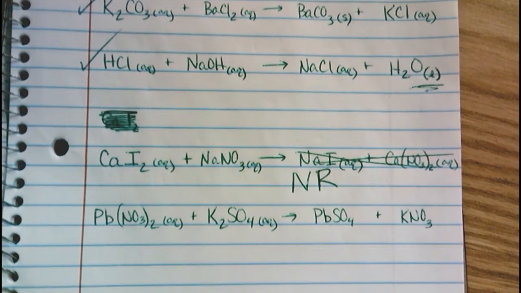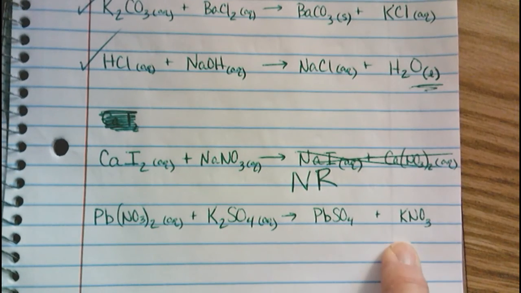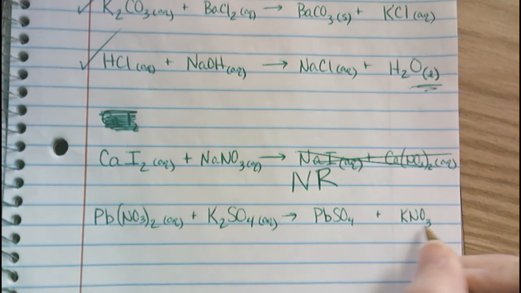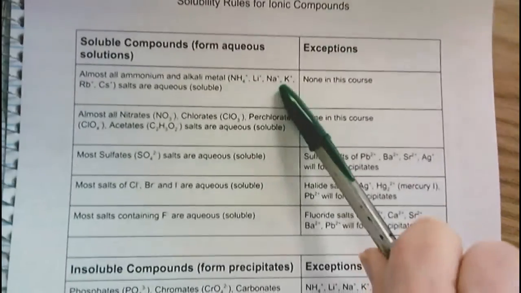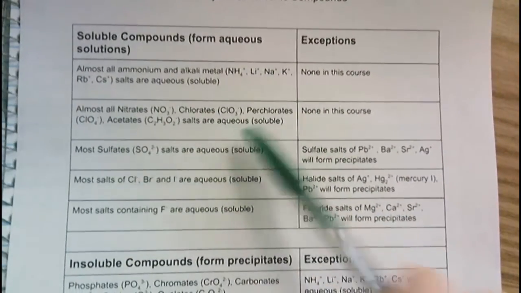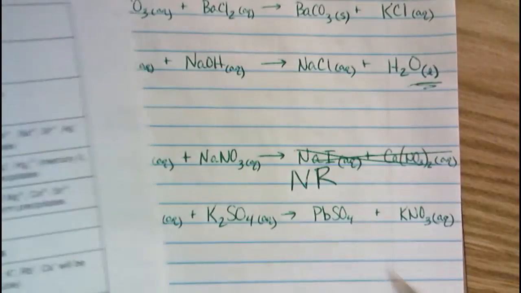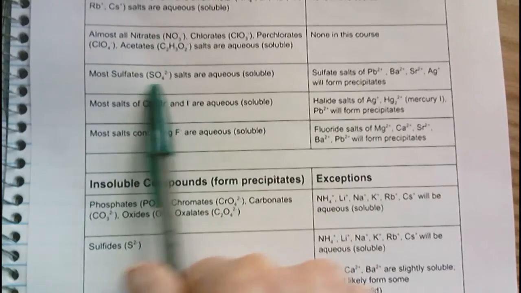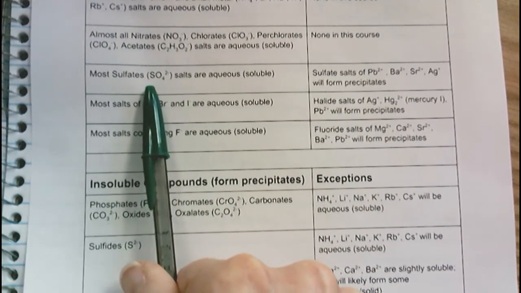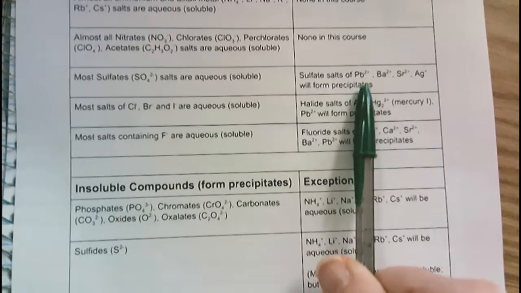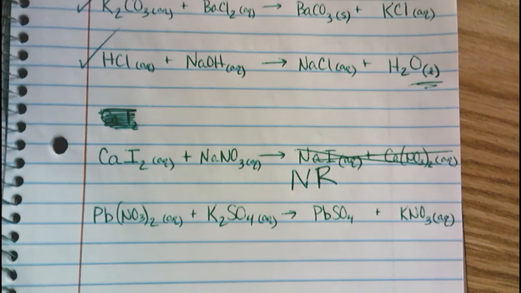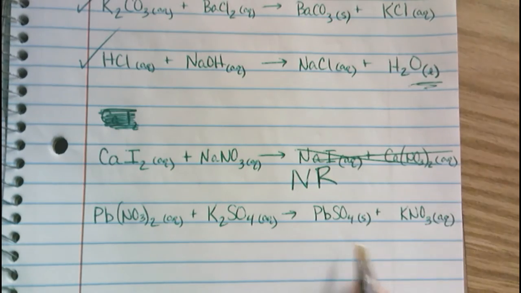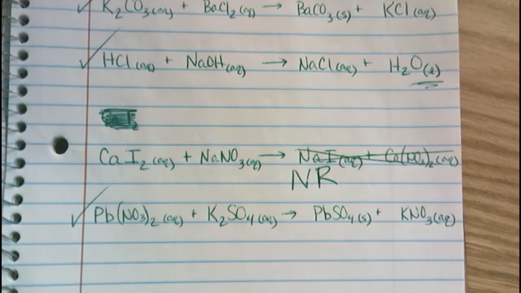And the last one here, we make lead sulfate and potassium nitrate. Again, all potassiums, all nitrates are soluble. This is from our solubility table. Potassium are aqueous, nitrates are aqueous, no exceptions. What about lead sulfate? So we go find our sulfates. Well, it looks like it's going to be soluble because it says sulfates are soluble, but we have to check out our exceptions. And there's lead 2. So lead 2 is going to form a precipitate, and so this is a solid. So yes, this reaction does happen.